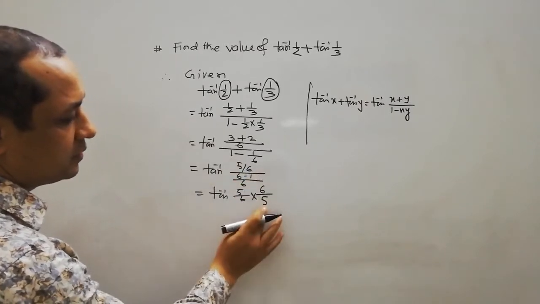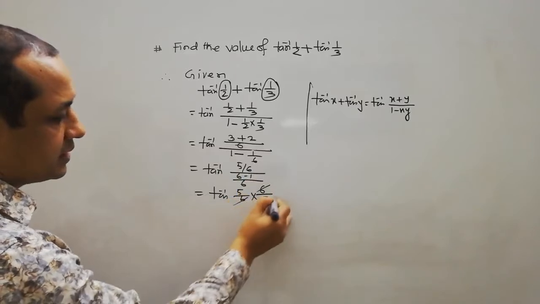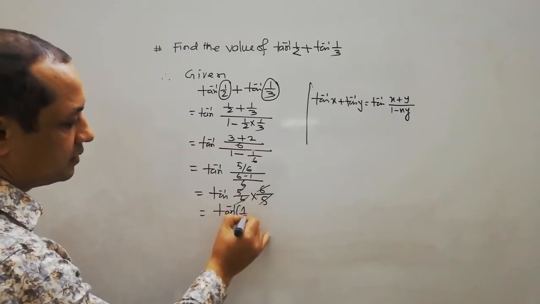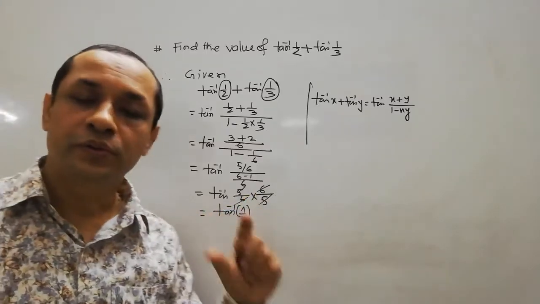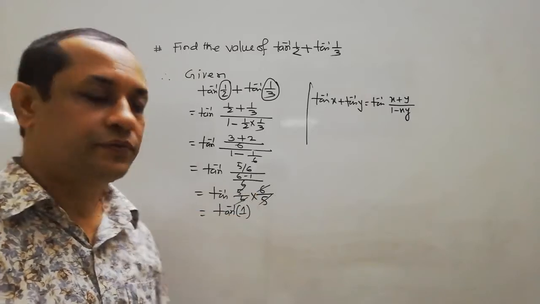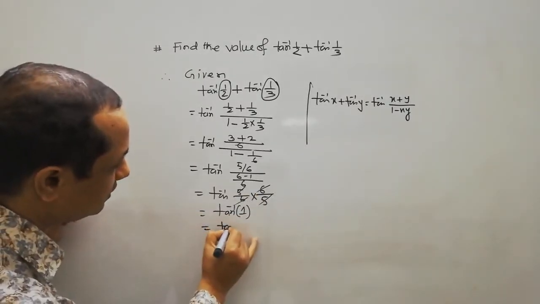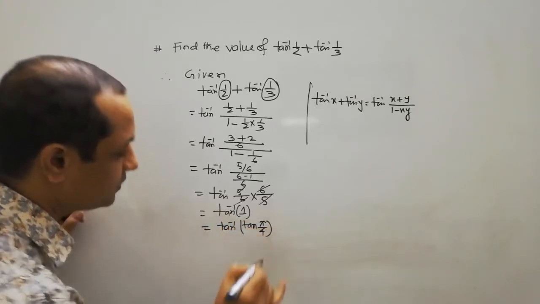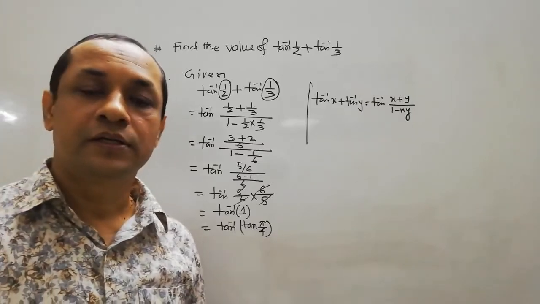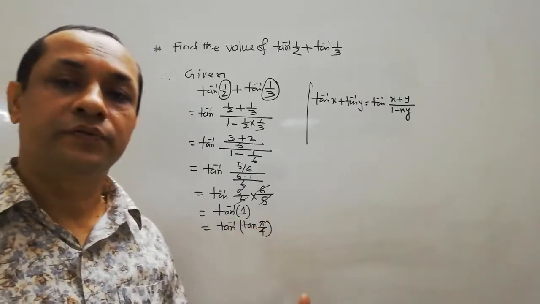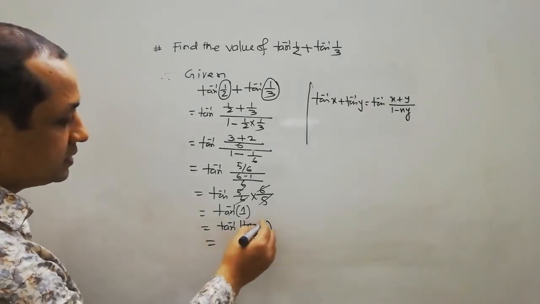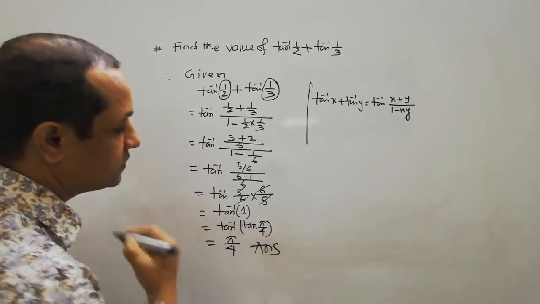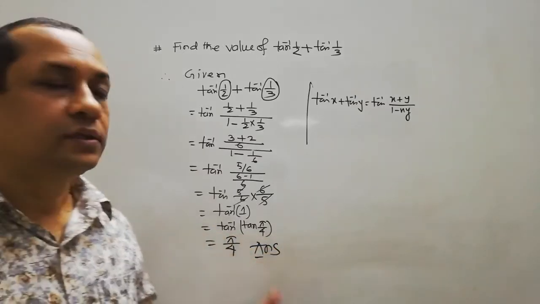Here 6 minus 1 will be 5. 6 cancels and 5 cancels. Then we get tan inverse 1. So we know that 1 equals tan pi by 4. Then we can write tan inverse 1 equals tan inverse of tan pi by 4, which equals pi by 4. Answer. So student, I hope that you are clear.